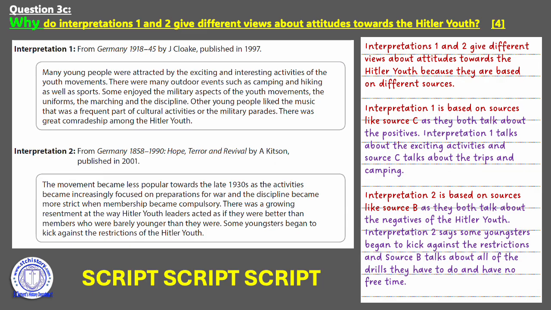Interpretation 2 is based on sources like source B, so the other source, as they both talk about the negatives of the Hitler Youth. Interpretation 2 says some youngsters began to kick against the restrictions, and source B talks about all of the drills they have to do and having no free time. So 2 bits of evidence from those that are negative, and that's it. 4 marks, done, move on.